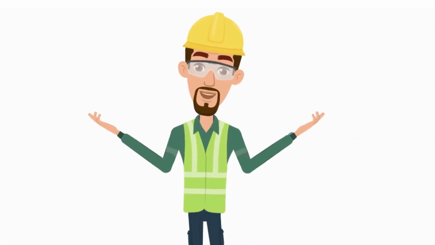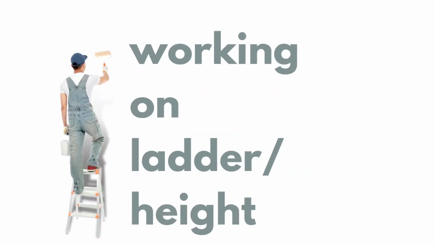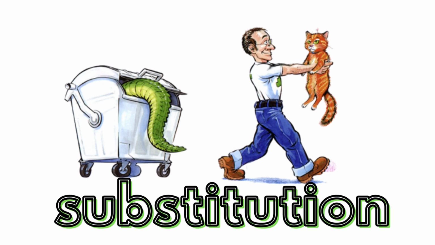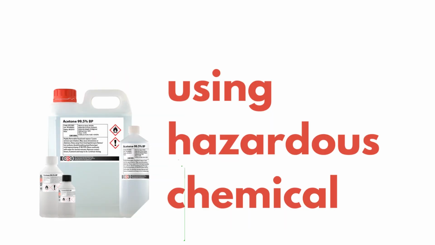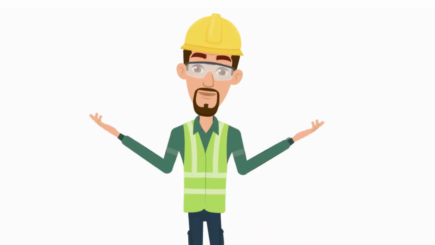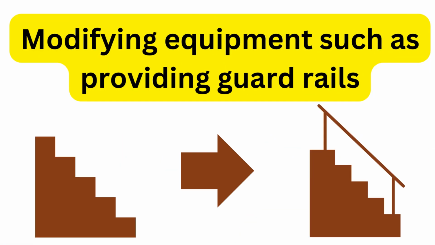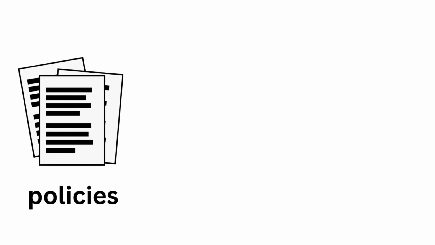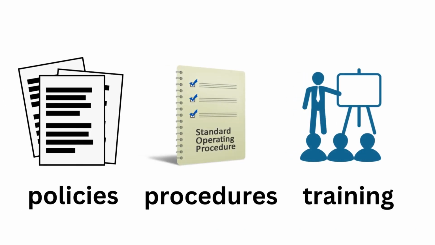Let's explore each level. Elimination, the most effective control involving the complete removal of the hazard. Substitution, replacing the hazard with something less hazardous. Engineering control, modifying equipment or processes to minimize risk. Administrative control, implementing policies, procedures, and training to reduce risk.